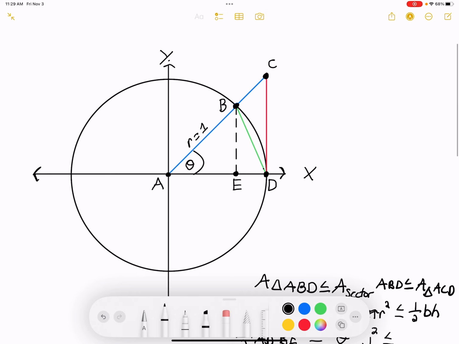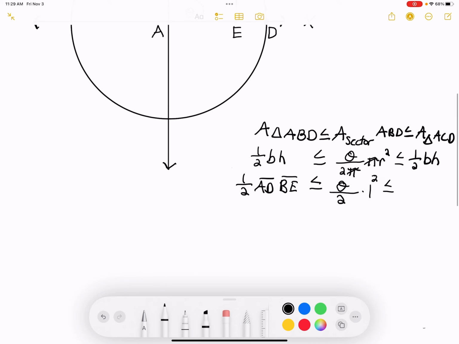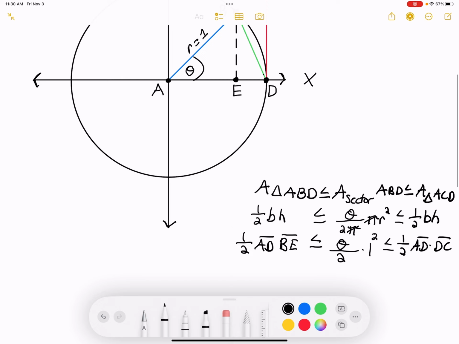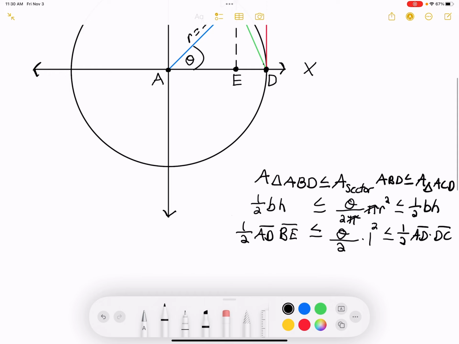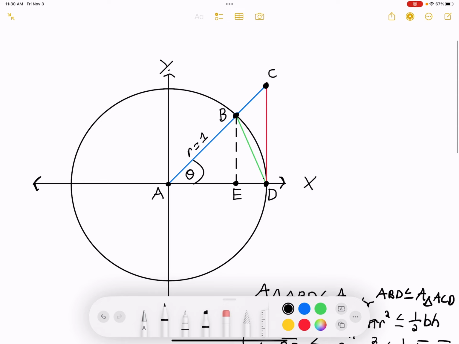And for the final triangle, ACD, you'll notice the base is this line AD, and the height is this line DC. Now, here in our first triangle, we have 1/2 times line AD times line BE. Well, line AD is also just the radius of the unit circle. That's 1. Now, line BE, we don't know. So we're going to have to think a little bit how to figure out what line BE is.